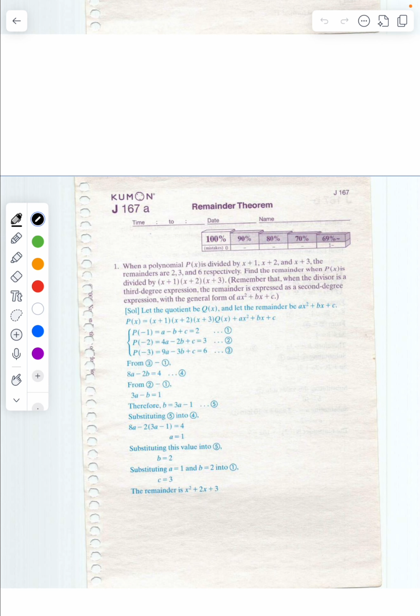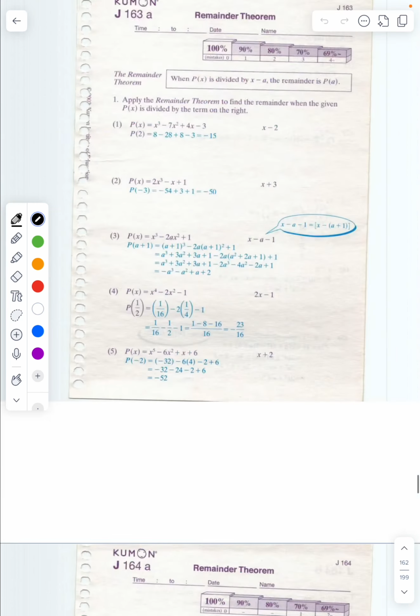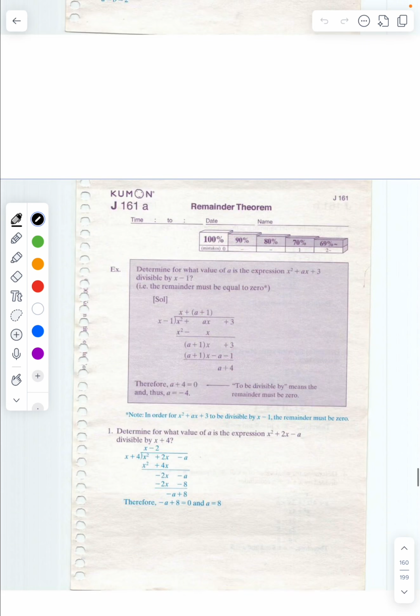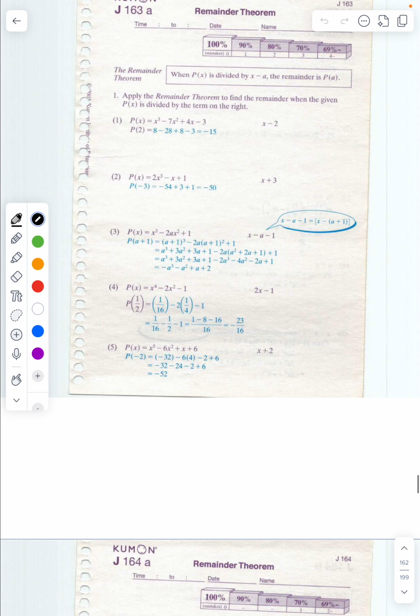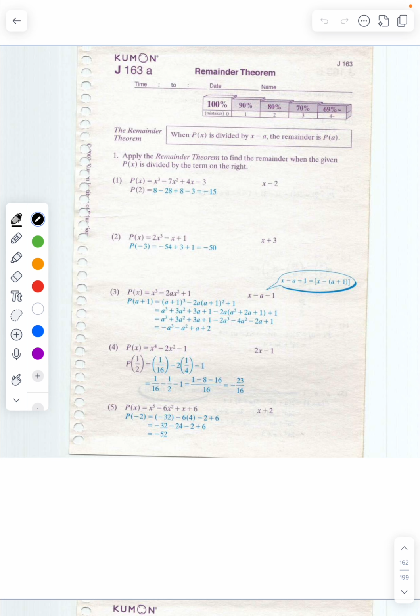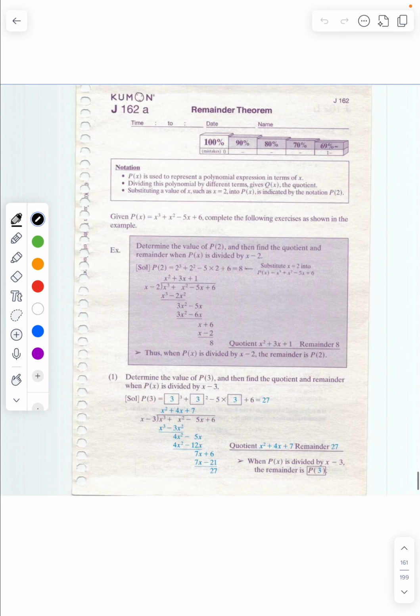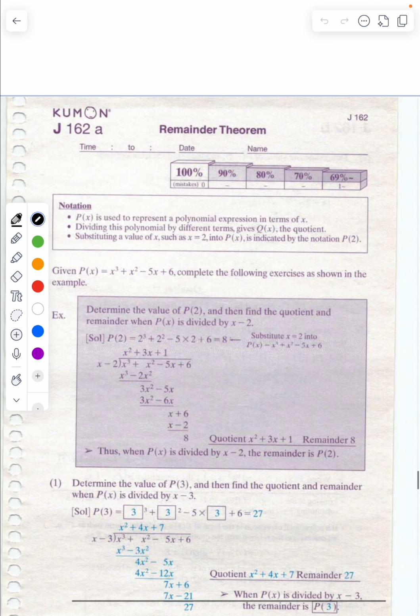All right, folks, in this video here, we're going to talk about page 167a. Before we talk about this question, I actually do want to go through some of the basic remainder theorem rules with you guys, so then you understand what remainder theorem really is. Okay, so let's take a look at the notation first, right?